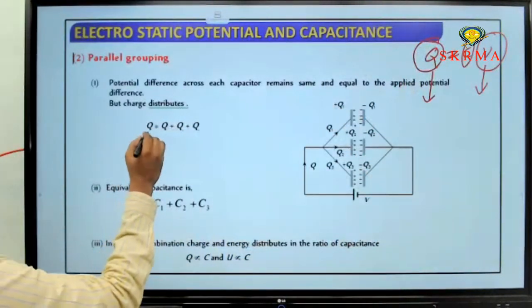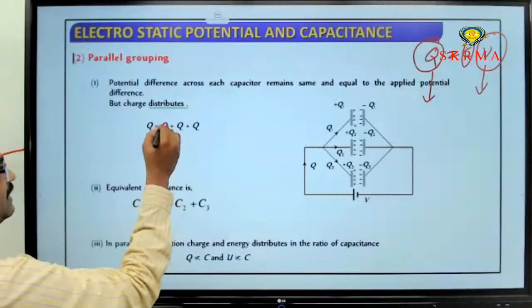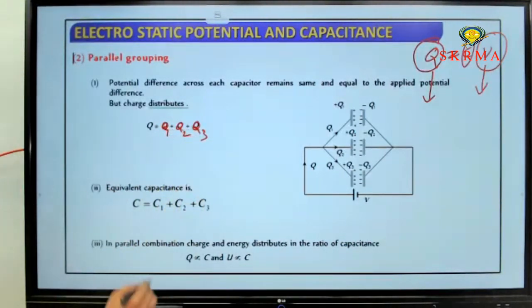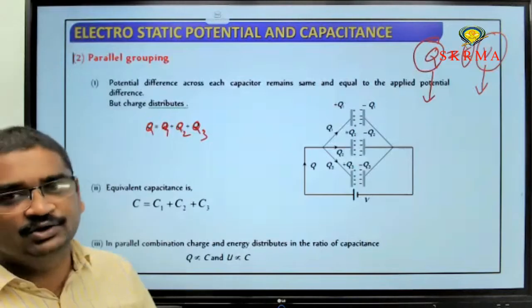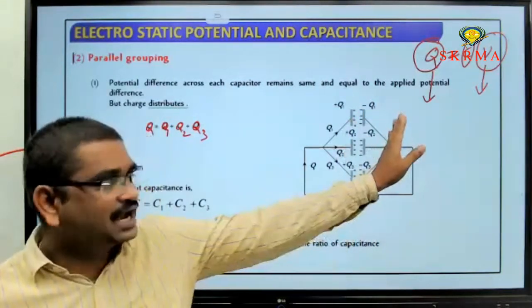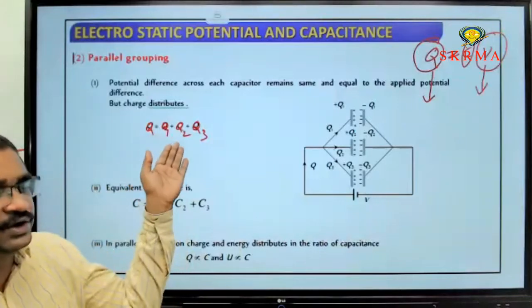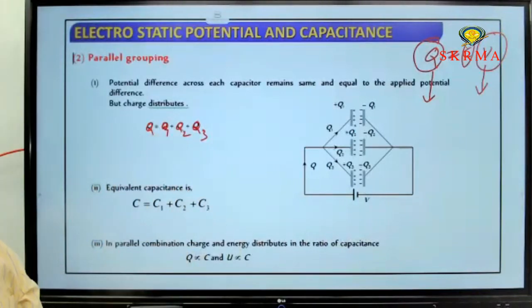So we need to write the total charge Q equal to Q1 plus Q2 plus Q3. Total charge Q equals the sum of the individual charges, the charge on the first capacitor, second and third. That is nothing but Q equal to Q1 plus Q2 plus Q3.